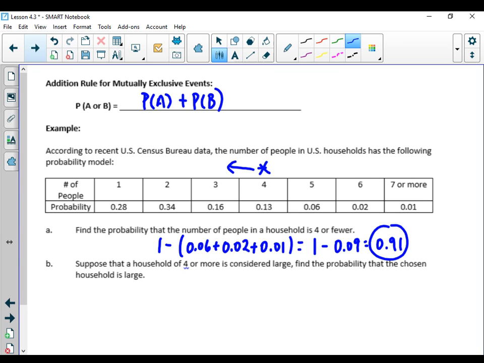Now, an alternate way of doing that is I could have taken these 4 values and I could have added those together. That would give me the same answer.